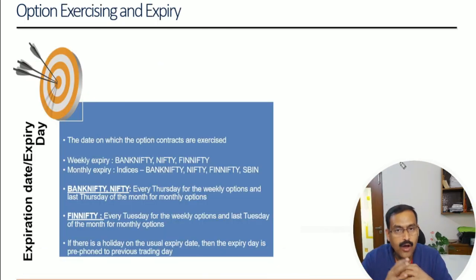Let us now look at the option expiry day and the different option expiry series. The option expiry day is the day on which all the options associated with that series will expire. By the end of the trading day, all those options will expire. There are different option expiry series. One is the weekly expiry series, the other is the monthly expiry series.